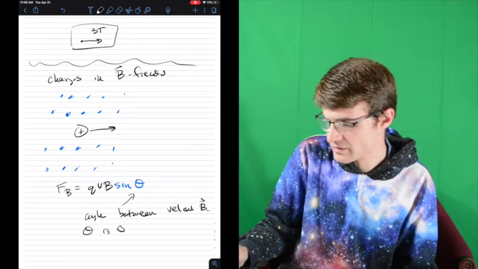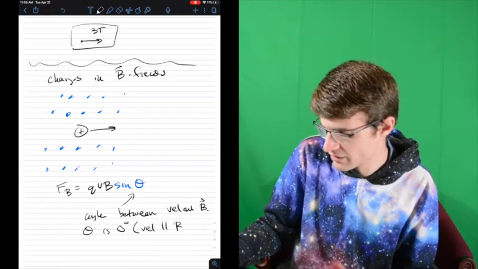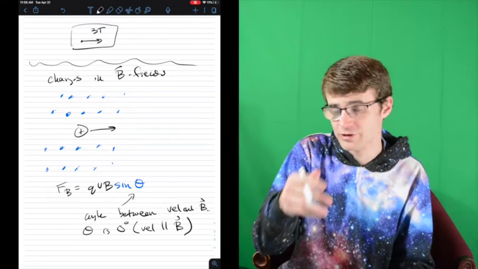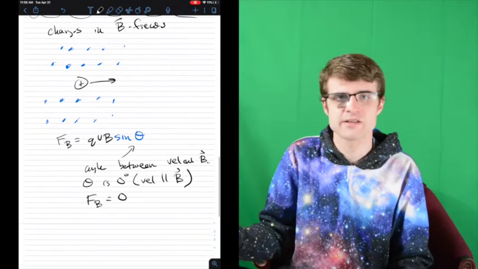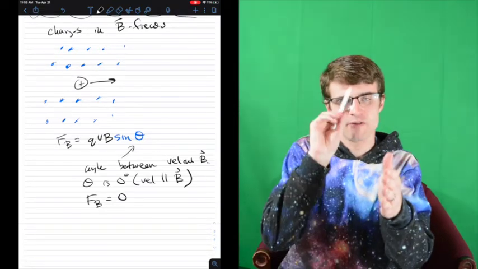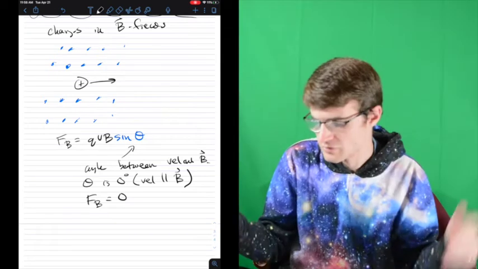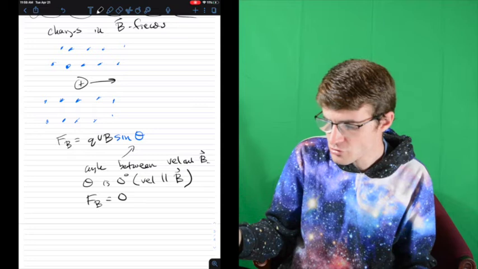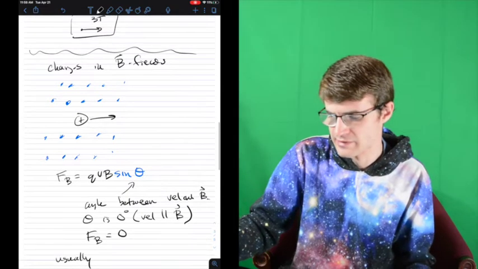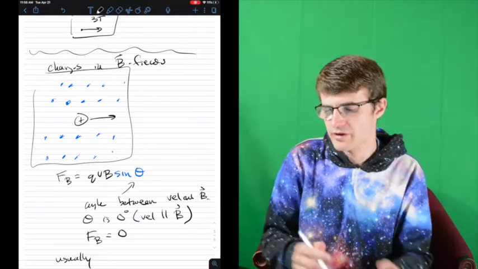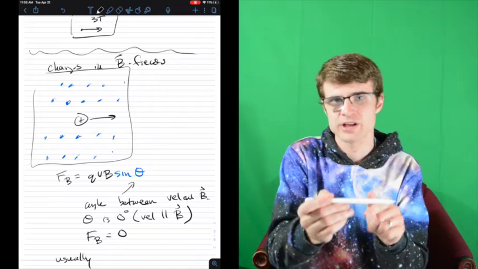So if theta is 0, that's another way of saying that the velocity is parallel to the B field, then the particle doesn't feel any force at all. So if you're moving parallel to the magnetic field, then there's no force felt, okay? Usually we assume that, as is the case in this example right here, the velocity is oriented perpendicular to the magnetic field.